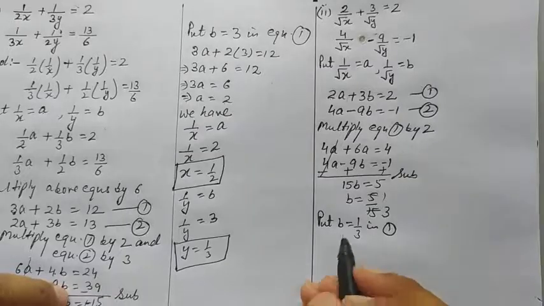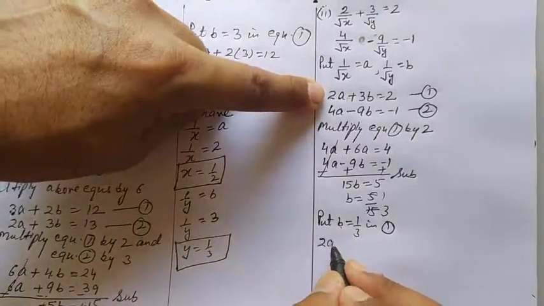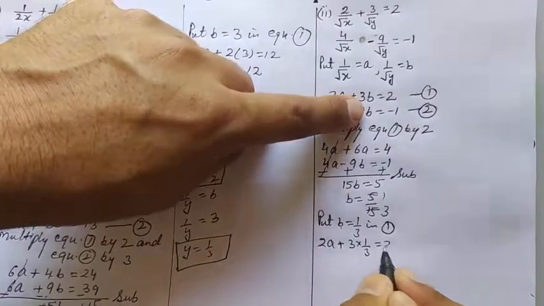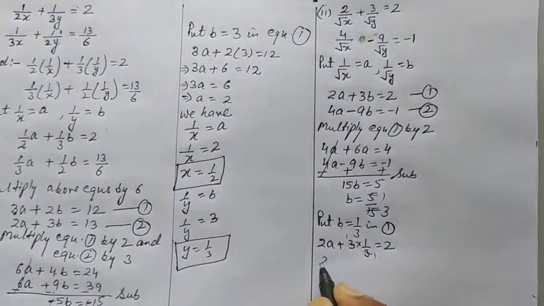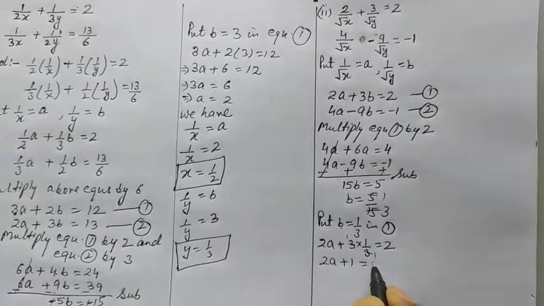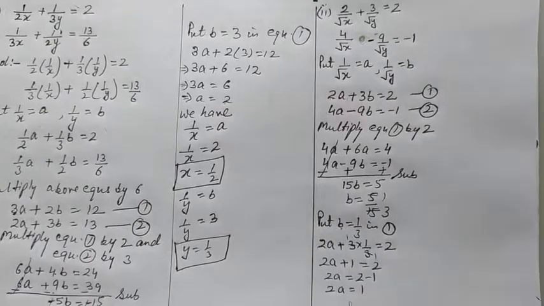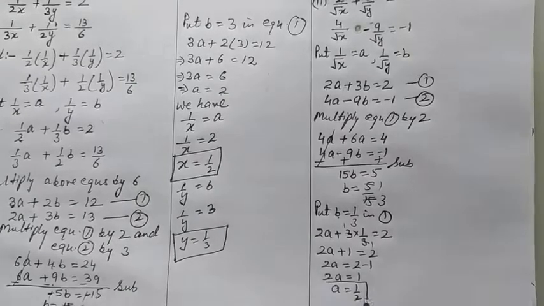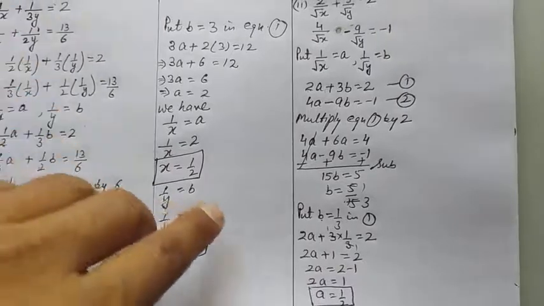So we'll fill the value of b as 1 by 3 in equation 1. So let's fill 2a plus 3 into b, b is 1 by 3, is equal to 2. Let's see what a is coming. 3 ones are 3. So it becomes 2a plus 1 is equal to 2. So 2a is equal to 2 minus 1. So that is 2a is equal to 1. So a is 1 by 2. So here b is 1 by 3, a is 1 by 2. So we'll fill these values here.